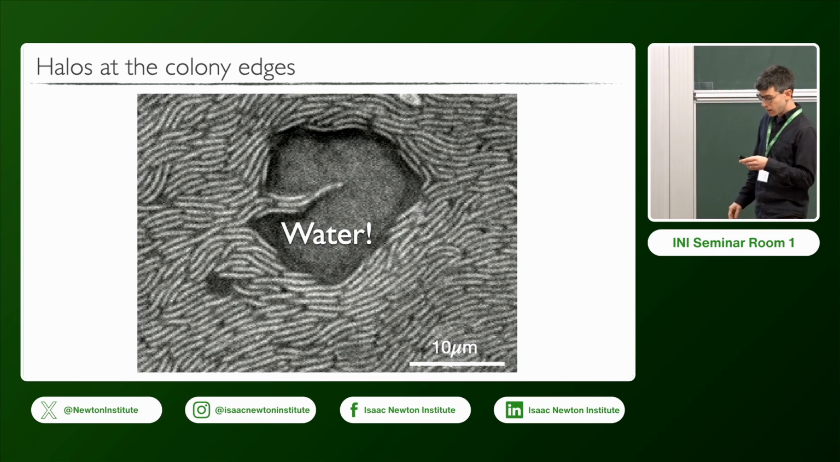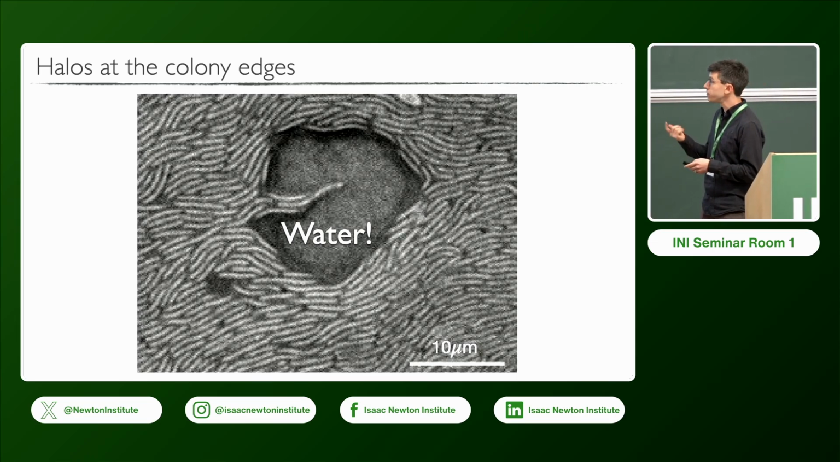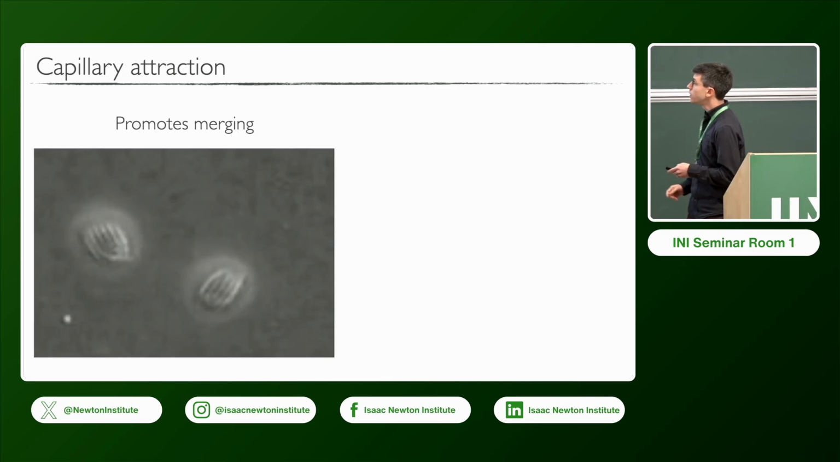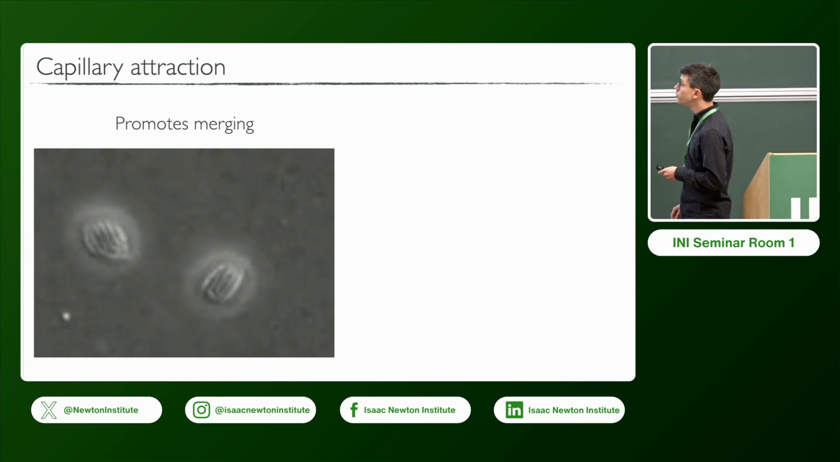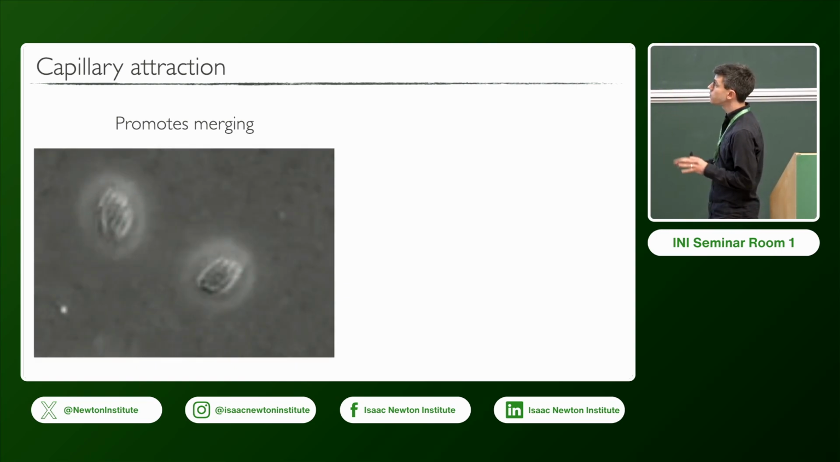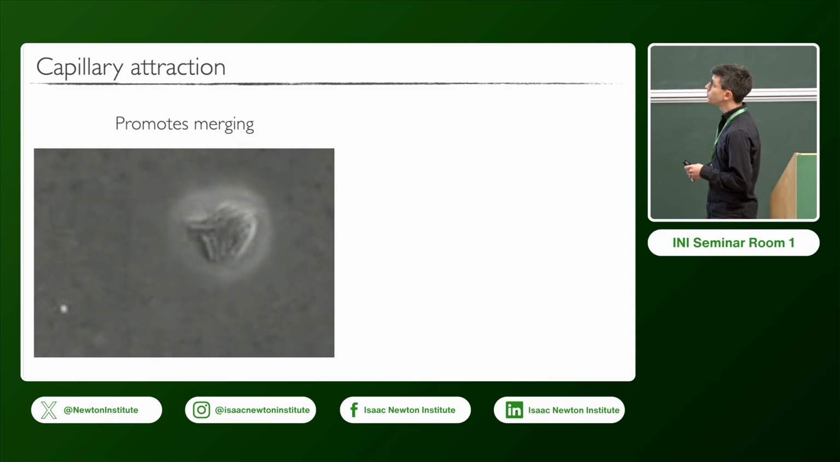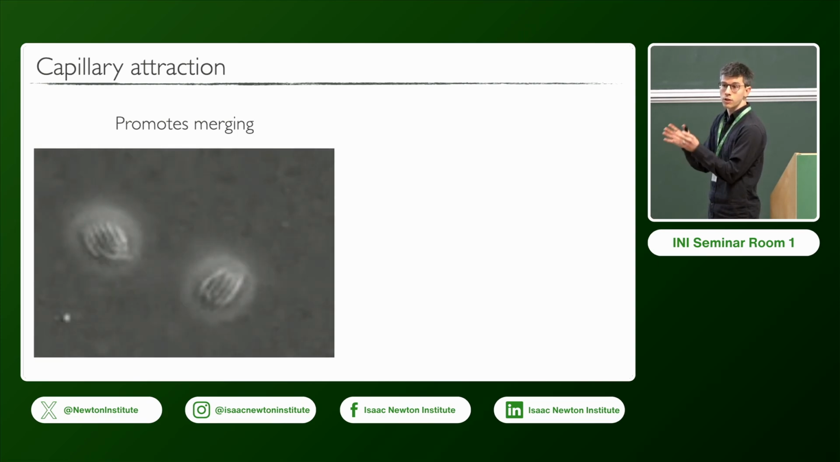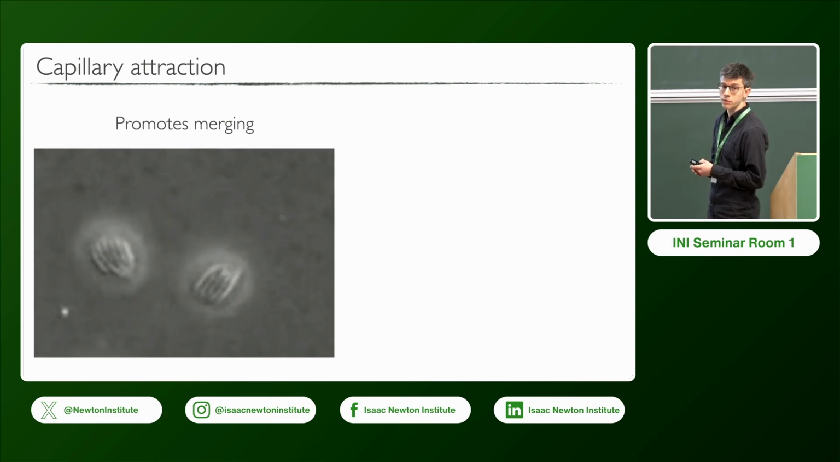And to convince us of that, we got convinced of this when we saw events like this. You see here two groups of cells, and they move around. You see their halos around them, and eventually these two halos, which are menisci, will come together, and then you see this very strong capillary attraction between the two groups of cells.